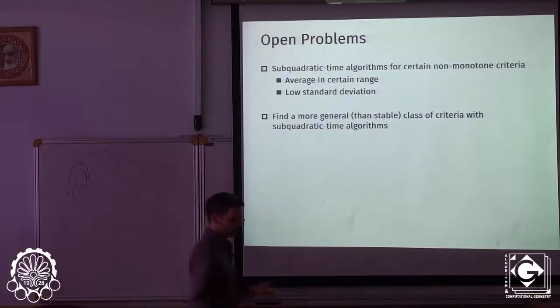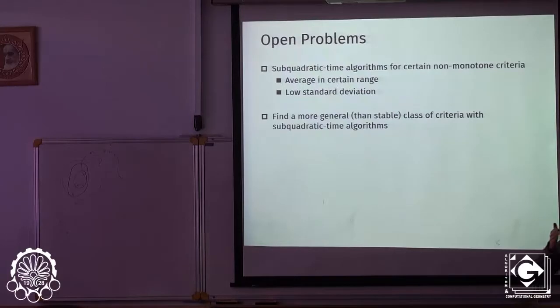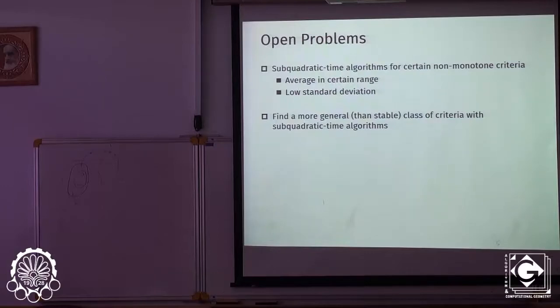I mean, if you think of an average, I might have a segment. Let's take a criterion where I say the average should be above some value. So maybe for this part, the average is above this value. Then it might drop below that value. But then if it goes up again, I might again get something where it's above that value. So averages are non-monotone. Similarly, standard deviation is non-monotone. But it is a criterion that is often used, so it would be nice to get faster algorithms for this problem. And that's it. Thank you.